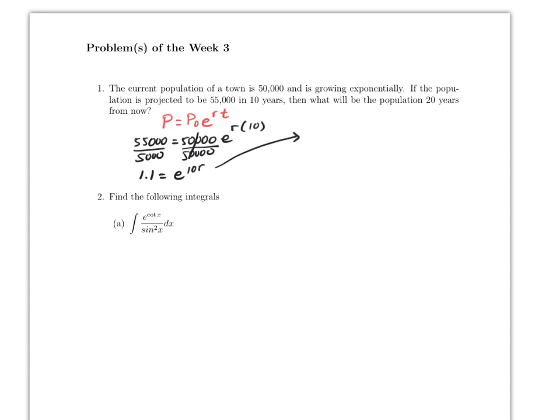So using, again, pre-calculus, if you take log on both sides, that means ln of 1.1 should equal 10r. Why is that true? Remember from pre-calculus, ln e is just equal to 1. Hence, from here, r will be equal to ln of 1.1 divided by 10, which is 0.00953.